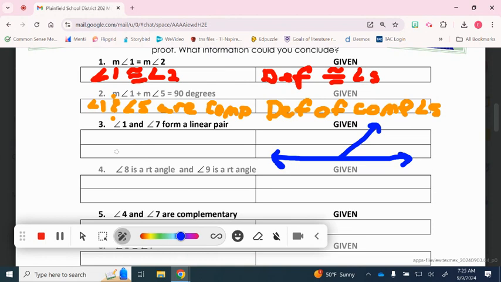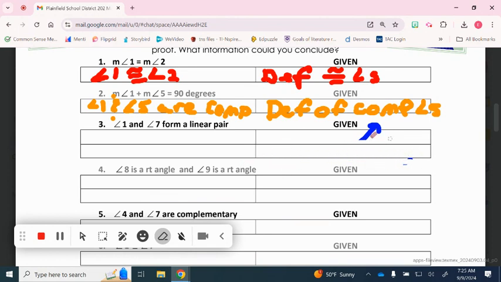So looking at this, what a linear pair basically states is that if you have a linear pair, they're supplementary. Okay? And if they're supplementary, they equal 180 degrees. That's what a linear pair does. Okay? So what I'm going to do is, hopefully this will at least let me erase. Hey, there we go.